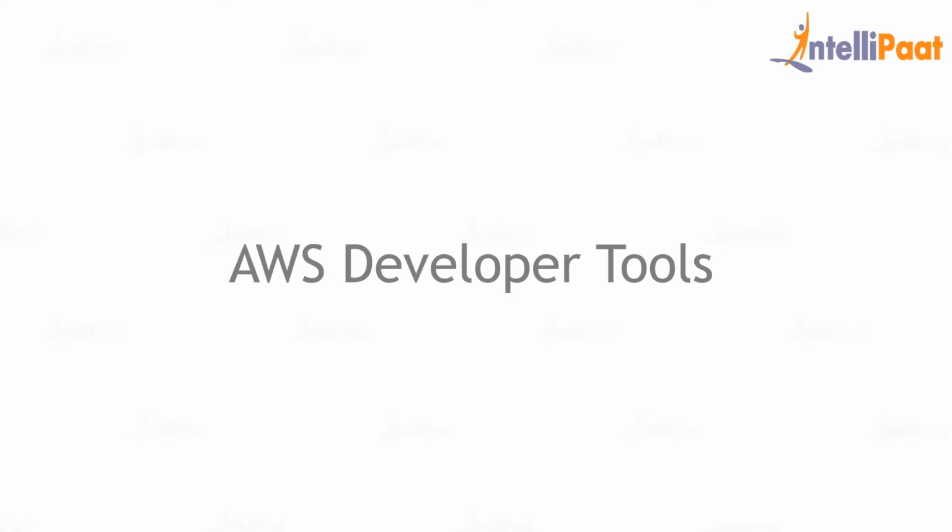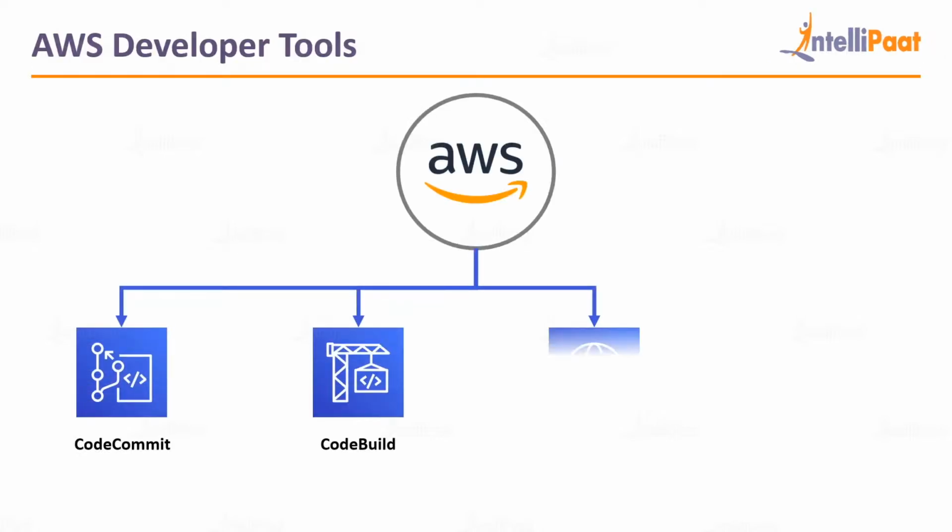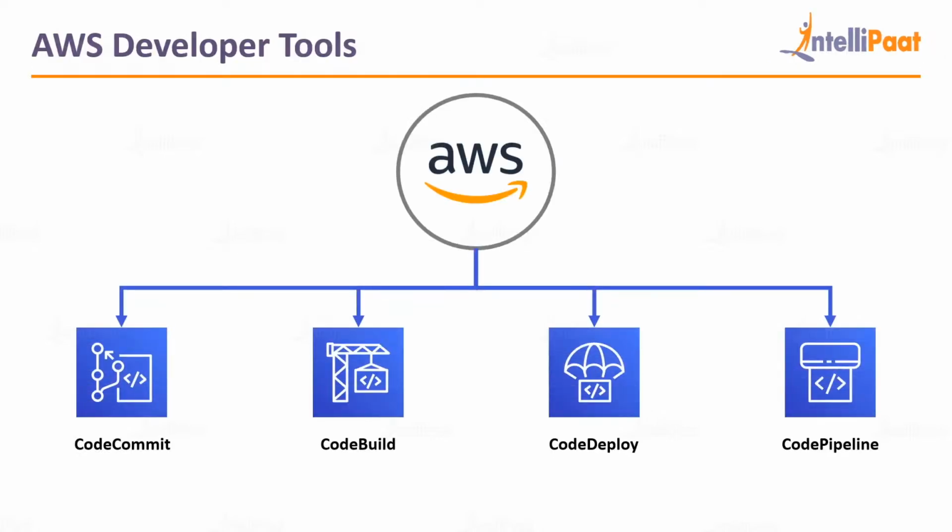Now let's look into the developer tools. These four are the main tools: CodeCommit, CodeBuild, CodeDeploy, and CodePipeline. We'll look into these services individually. CodeCommit is a version control tool, CodeBuild is a building tool, CodeDeploy is a deployment tool, and finally CodePipeline is a CI/CD pipeline creation tool.